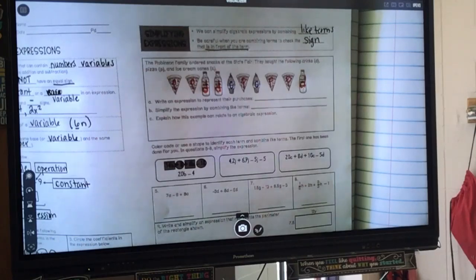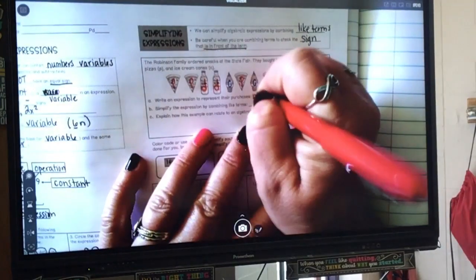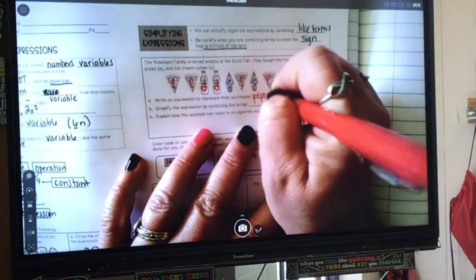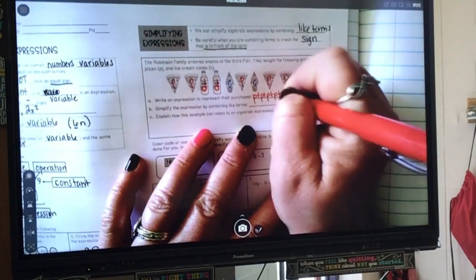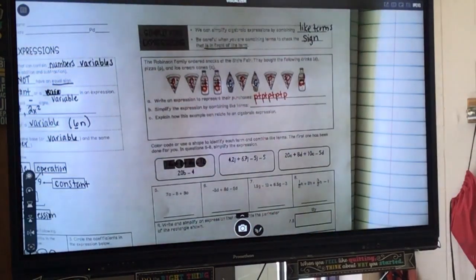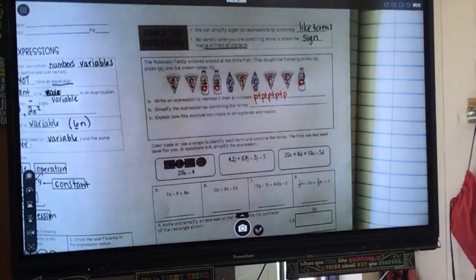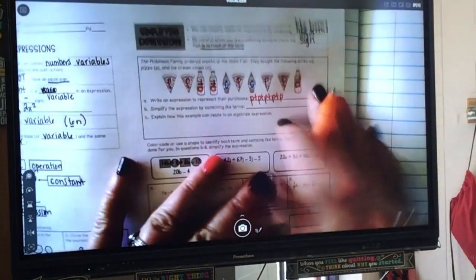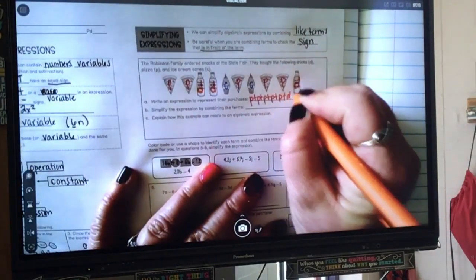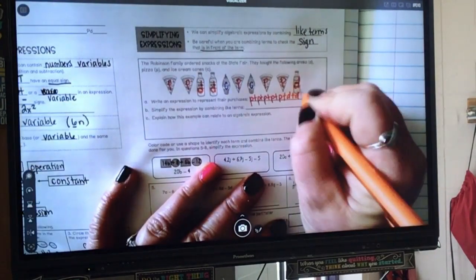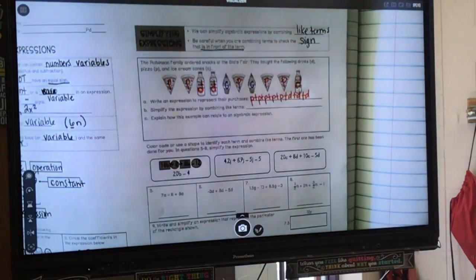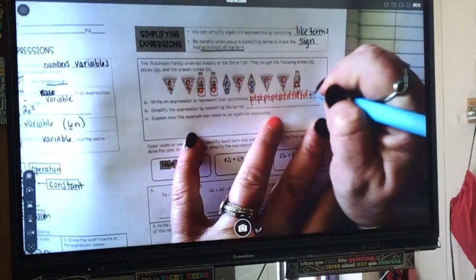Now you are going to write in the same color that you picked for pizza, however many P's you have up there. So you're gonna write P plus P plus P plus P plus P. You should have 5. Then you're going to add the drinks. How many drinks do we have? 3. So I'm going to do plus D plus D plus D. And then the last one is C. So I'm going to do plus C plus C.